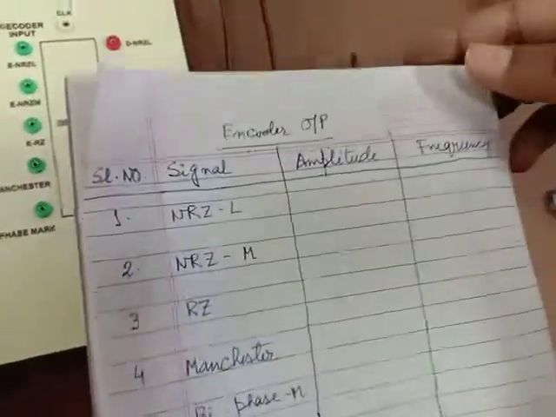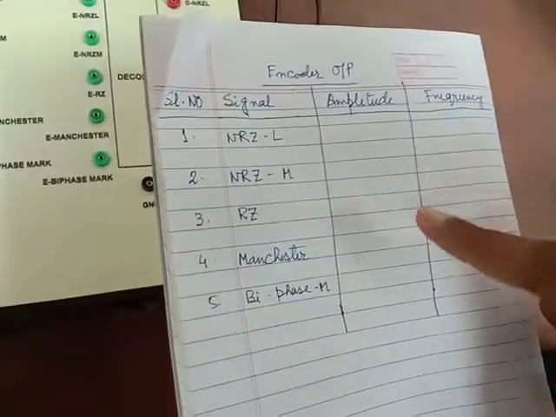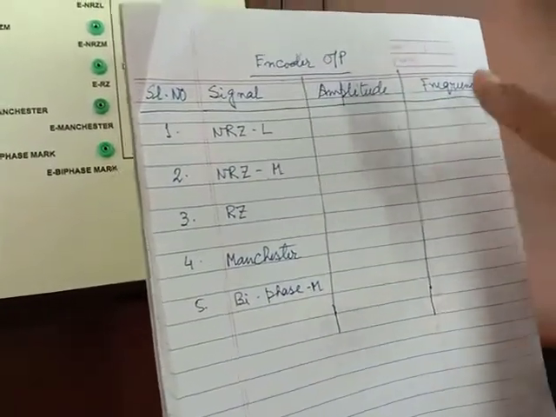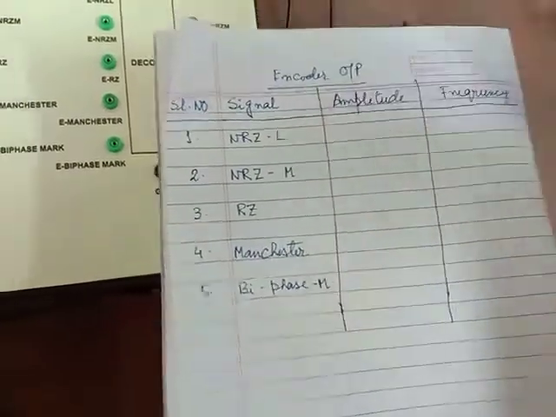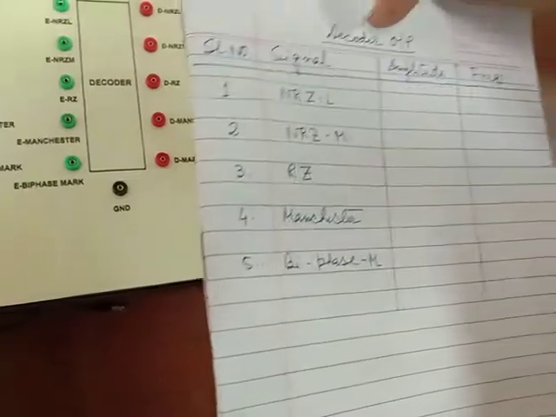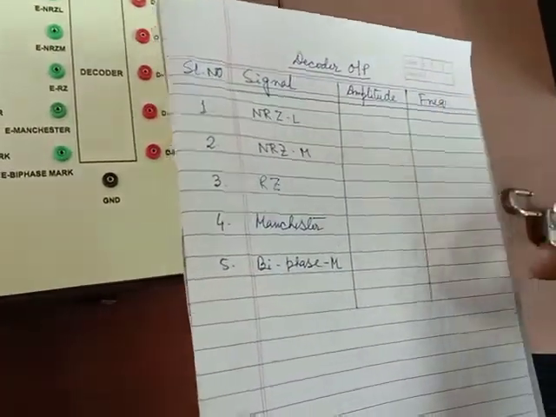This is our observation table, and in this observation table these are the different signals, and we will measure the amplitude and frequency of these different signals for the encoder part as well as for the decoder part. The signals are the same.